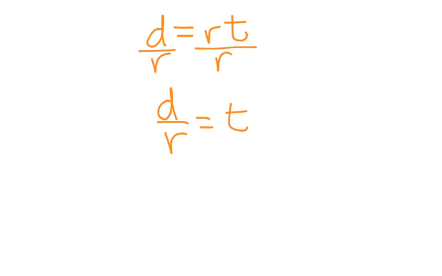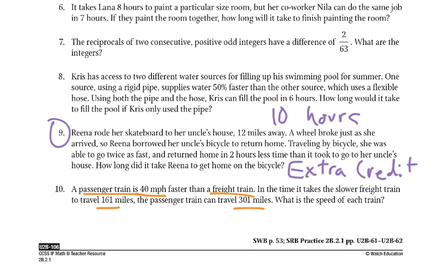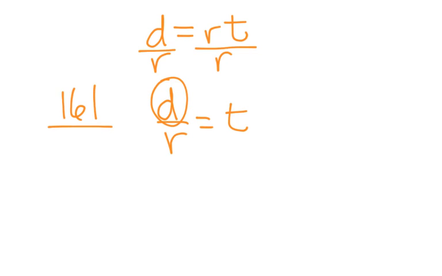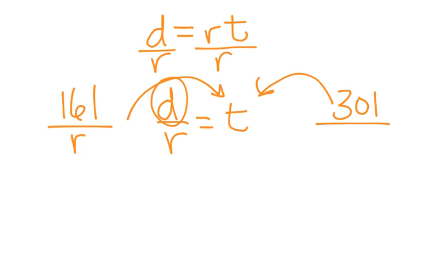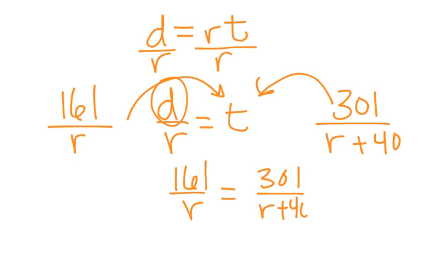Then I said, okay, well, the distance of the freight train was 161 miles. Okay? And it had a certain rate. And in that same amount of time, the passenger train traveled 301 miles. But its rate was 40 miles per hour faster. So my rate is going to add 40. So now these are both equal to time, so I can set them equal to each other and solve. So I'm going to multiply by R times R plus 40.